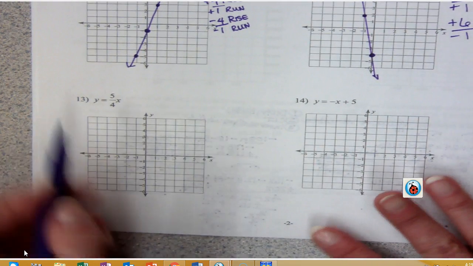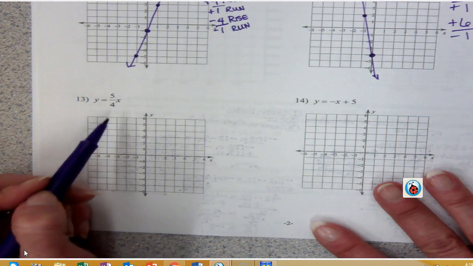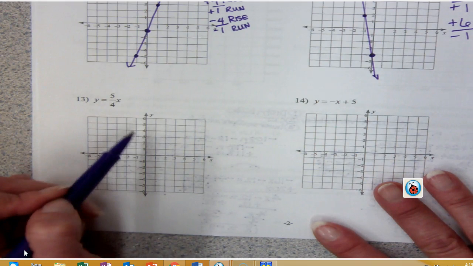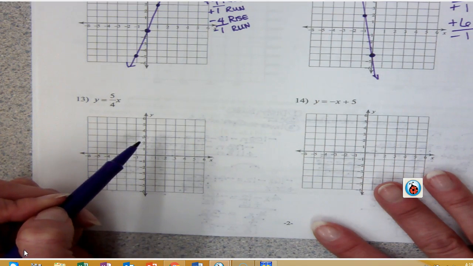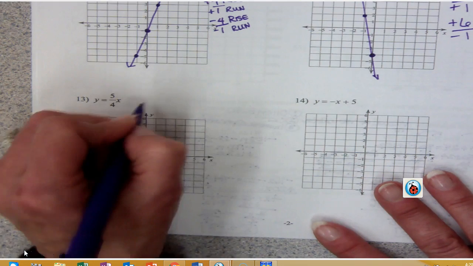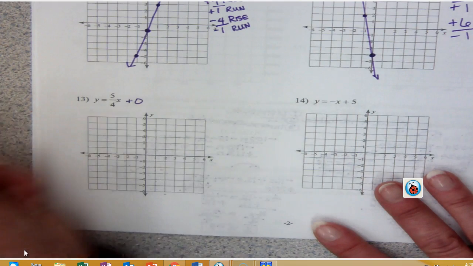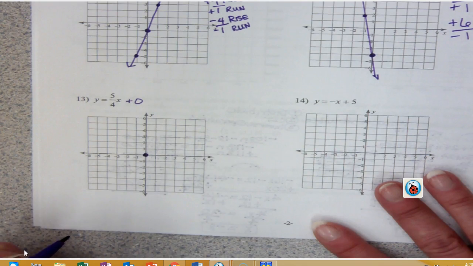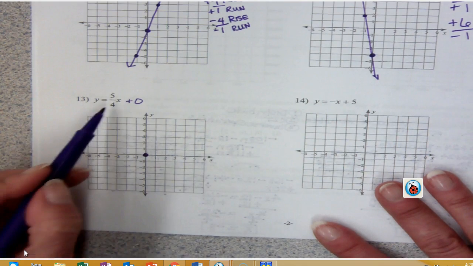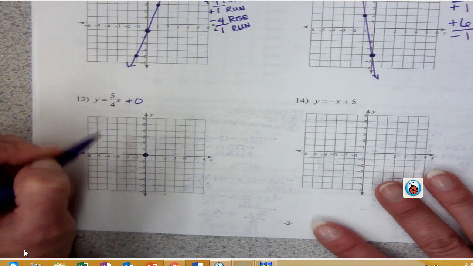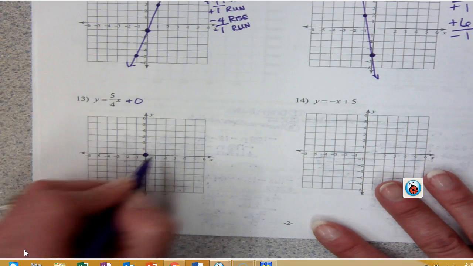Moving on. y equals 5/4 x. There is no plus or minus. I don't have a y-intercept. Actually, I do, because we know 0 is a number. This is just like saying plus 0. So I know it starts at the origin. My slope is the number in front of my x. That does not include my x. It just is the number in front of my x.